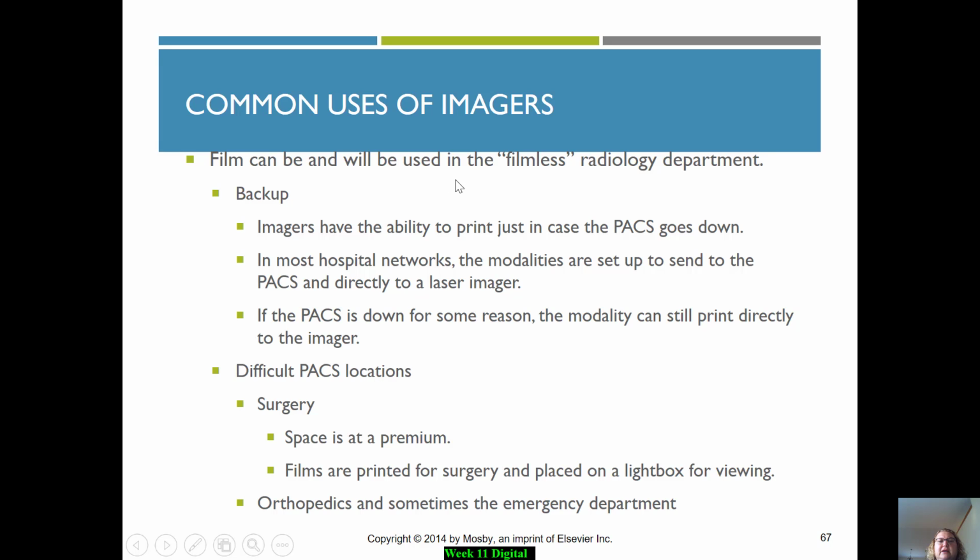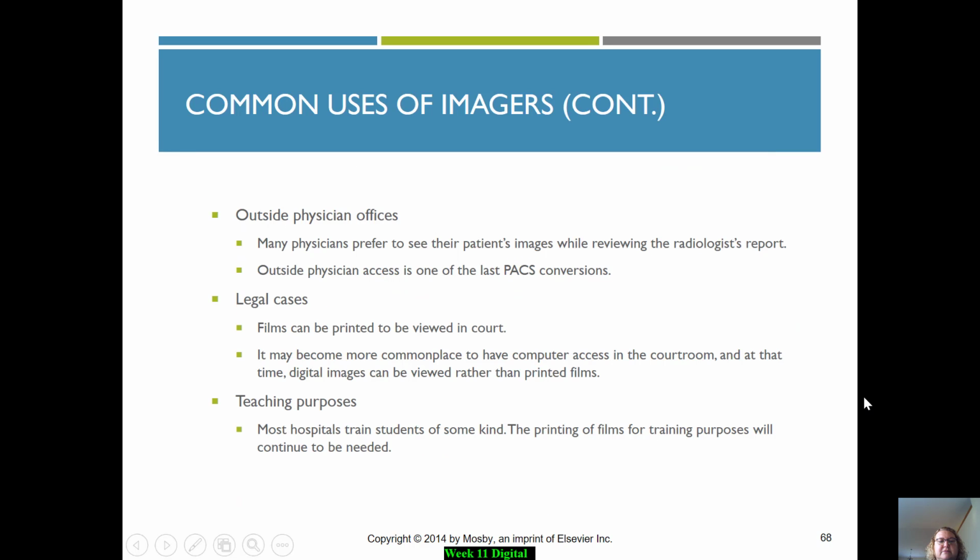So your film can be used in a filmless radiology department. So we do have that capability to not only save them to a DVD, but to actually print out those films in some hospitals. Your outside physician offices is primarily where we're going to use these. So if they don't have a PACS system, I told you before, someone in the PACS department or in medical records will give them an actual DVD to take with them with the images stored on it. So typically we go that route rather than printing off those hard copy films anymore.